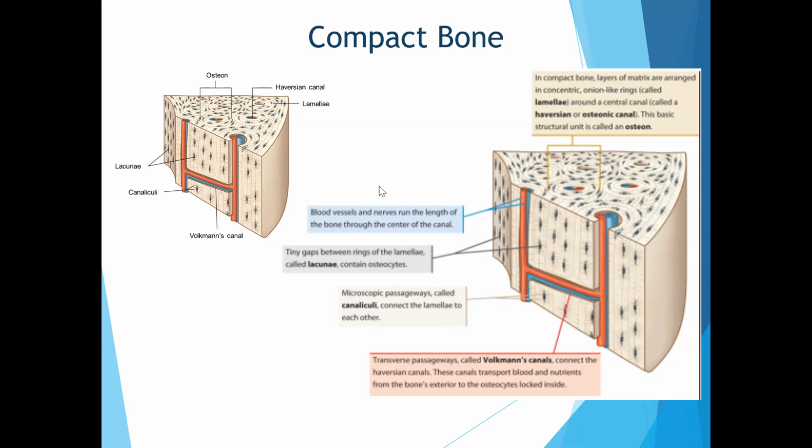So let's just go through it quickly again. You have your lamellae, or your circles, with the central canal. That's your Haversian canal. Those two things combined create your structural unit of an osteon. These lacunae are little gaps where the osteocytes are contained. The little passageways that connect your lamellae are your canaliculi. And then your horizontal canals are your Volkmann's canal, and that helps to transport blood and nutrients between the bones.